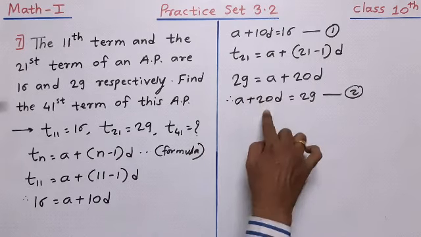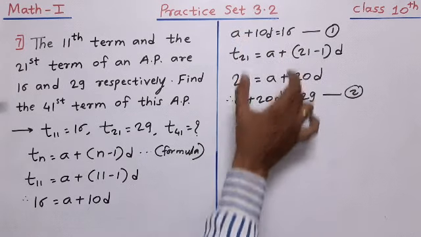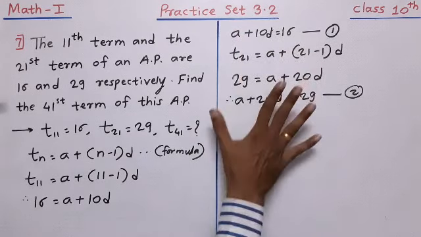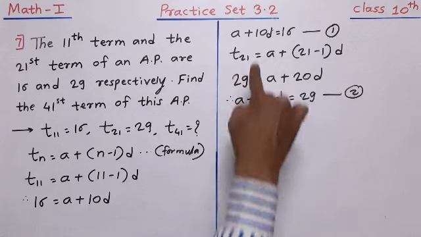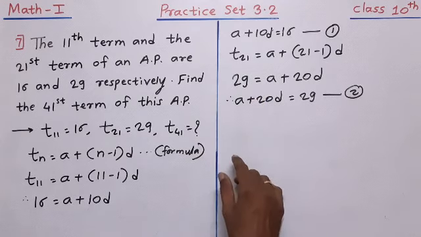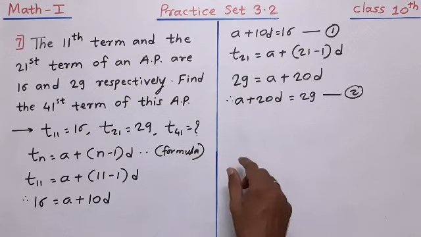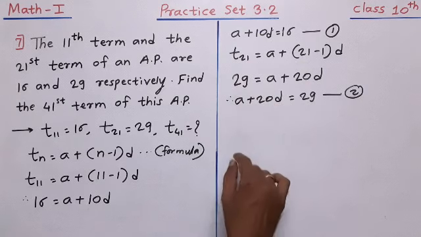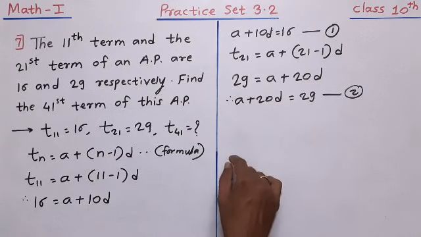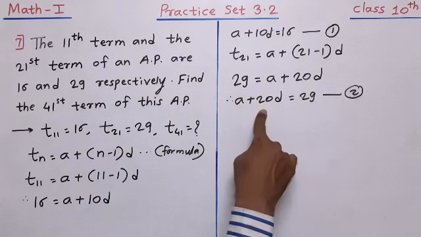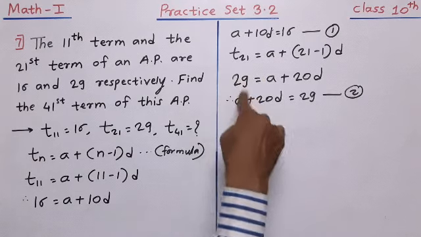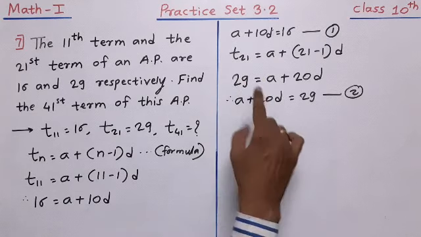Equation 1 and 2 are the linear equations in two variables, and the variables are also same. So we can solve them simultaneously. We have studied about the simultaneous equations in two variables. In that way we can solve these two equations. Now solving these equations 1 and 2 means eliminating the A variable. We get the value of D first.